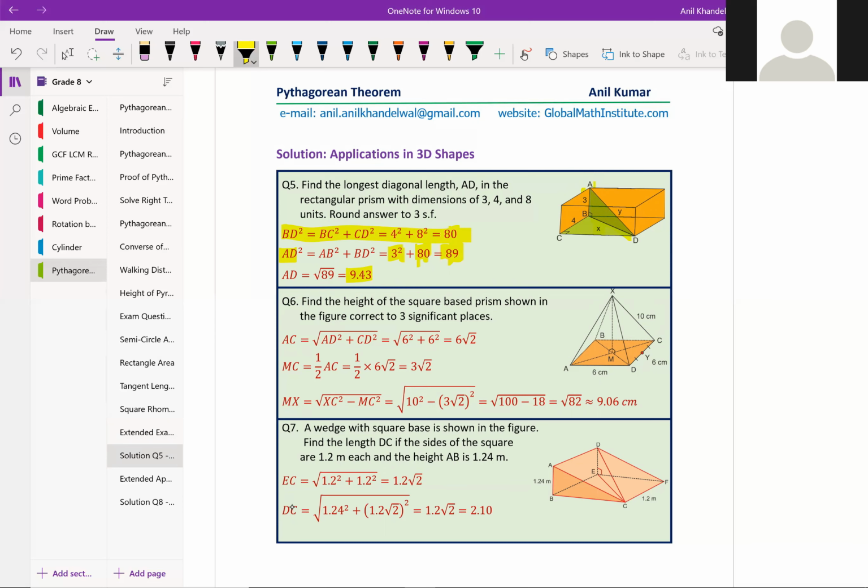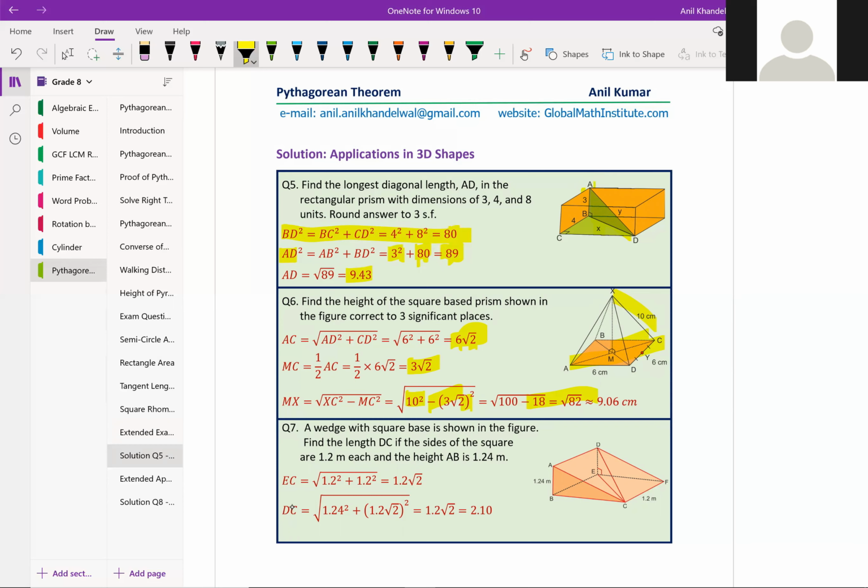In the second case, which is question number 6, as I was saying, the diagonal total length will be 6 square root 2. Half of that, 3 square root 2. And then we do 10 square minus. Input the values, and get the answer. Simple as that. So with the help of this particular video so far, you can see you can actually sail through these difficult questions so easily, right?